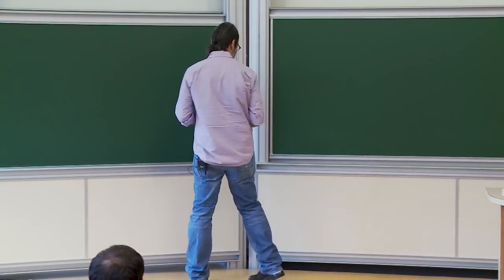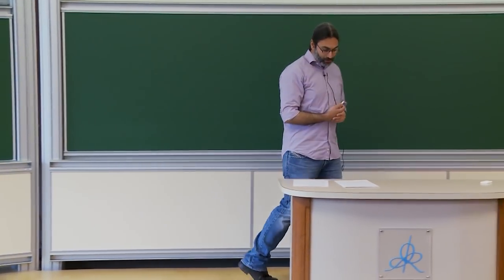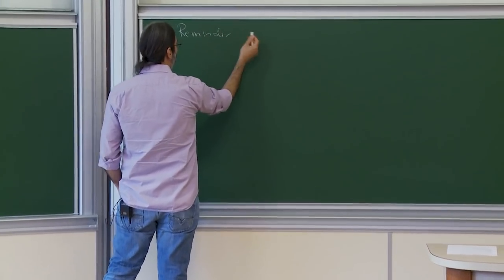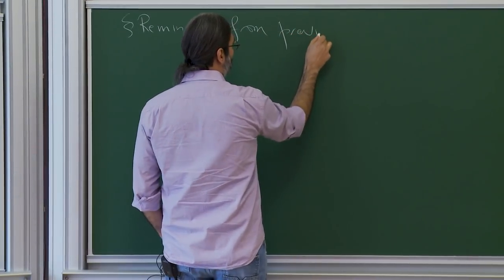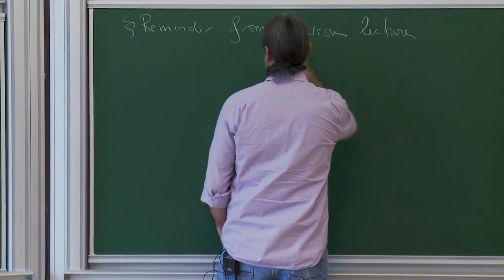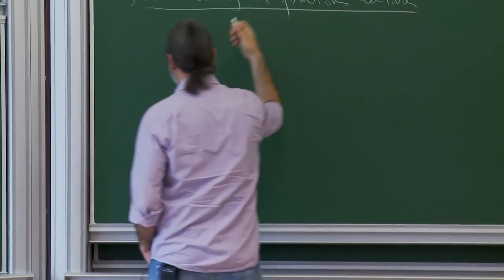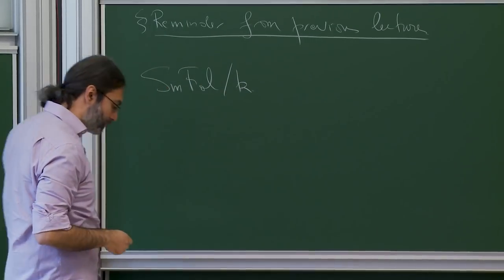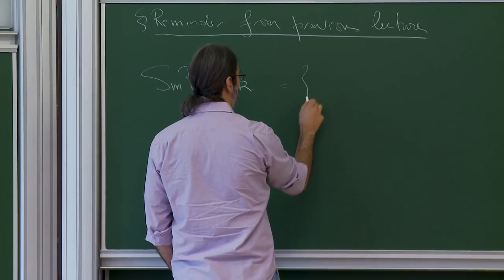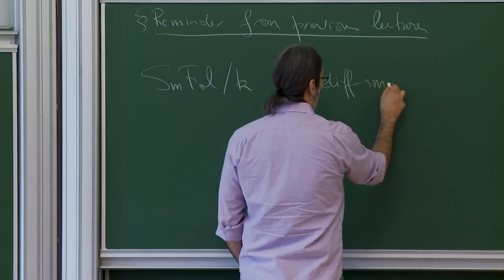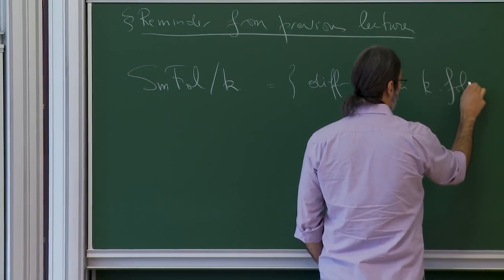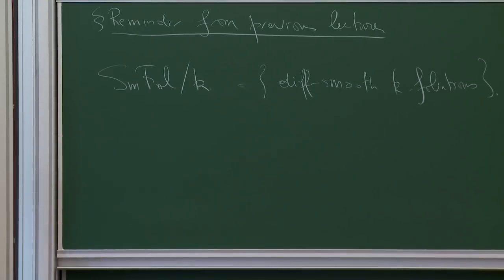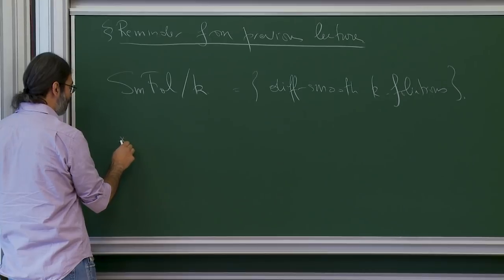So, as usual, I will start by recalling a few facts from the previous lectures. Recall the following category, smooth, full of k. So this is the object R, diff smooth foliation. And on this category we have many natural topologies, and today we will be considering mainly two of them.